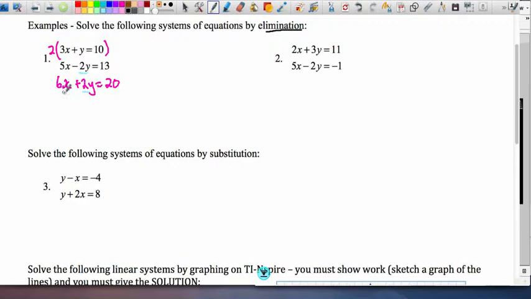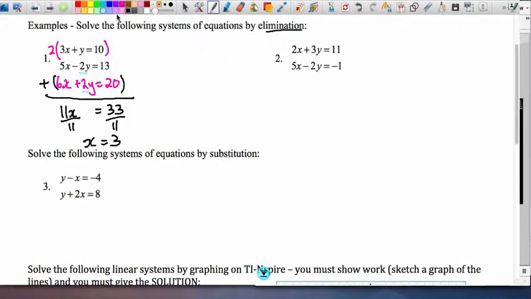And what I can do now is simply add those two equations. That'll give me 5x plus 6x is 11x, minus 2y plus 2y is cancelled or eliminated, which was the purpose, equals 13 plus 20 is 33. And I now have an equation with only x as the unknown. Divide both sides by 11. And I have the first part of my answer, which is x equal to 3.